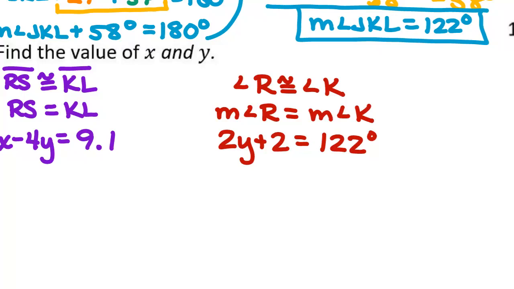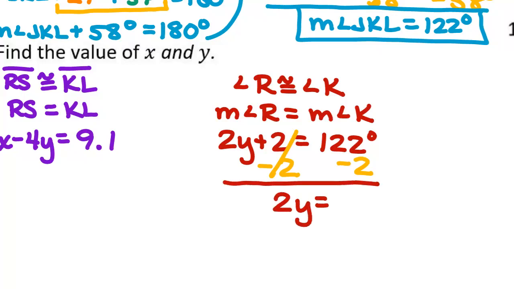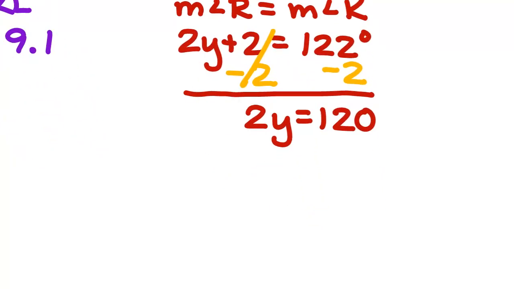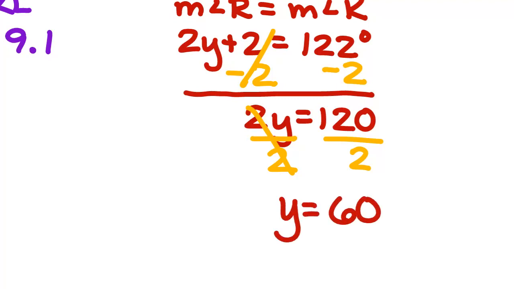Can I solve this to find out what y is? Yeah. What would be my first step? Minus 2 from both sides. What is 122 minus 2? 120. So 2y equals 120. And what after that? Divide both sides by 2. So y is how big? Y is 60. Not necessarily 60 degrees because I don't have an angle that's y, but it's 60.